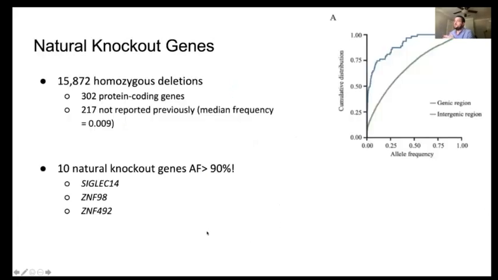To go further, we also looked at natural knockout genes. Those are genes that have a deletion of high frequency in our population data set. We identified 15,000 homozygous deletions, but only 300 of them overlap with protein coding genes, and 219 of them were not previously reported. I'm just listing 3 of these genes where we identified knockouts. We identified 10 knockout genes that had a deletion allele frequency greater than 90%, so across the population of Han Chinese they are pretty much knocked out. In singles, like 14 CNF98 and CNF192 are just a few representatives of that.